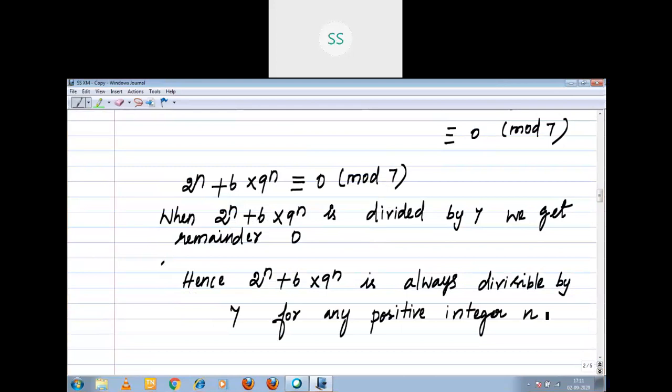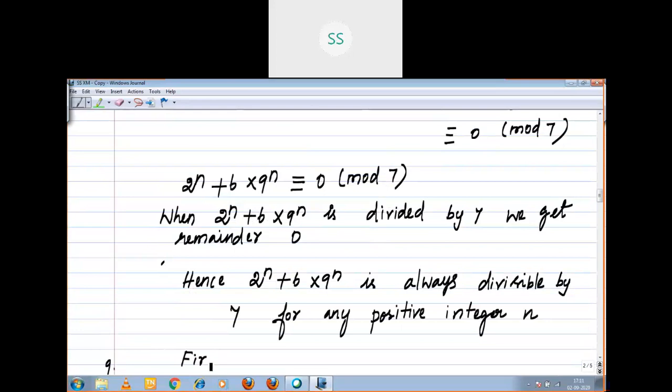Now, question number 9. It is the last sum of your, ninth question, right? Not last, one more question is there. Find the remainder when 2 power 81 is divided by 17.